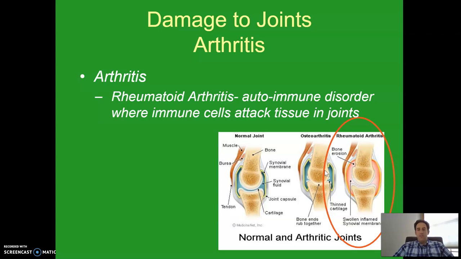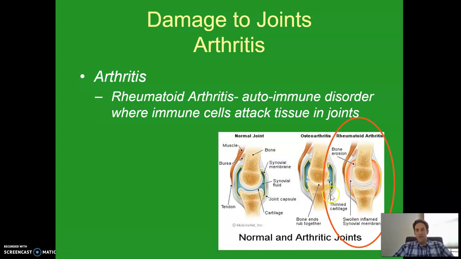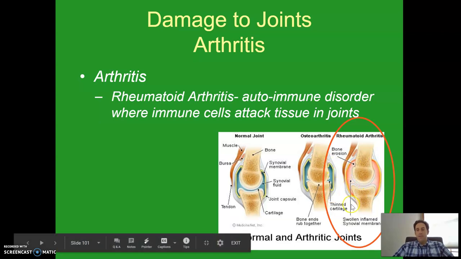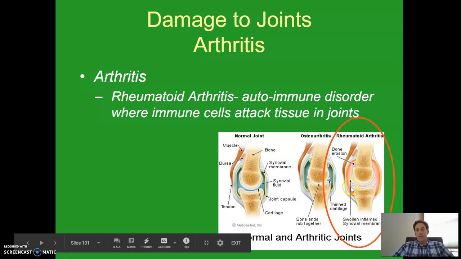Rheumatoid arthritis is another type. This is totally different. This is caused by an autoimmune disorder, which means your immune cells are, for reasons no one fully understands, attacking your own body's cells. And in this case, they're attacking the cells, kind of highlighted by this yellow color, that create the synovial fluid. So by attacking those cells, it causes an inflammation, and that causes swelling and pain.